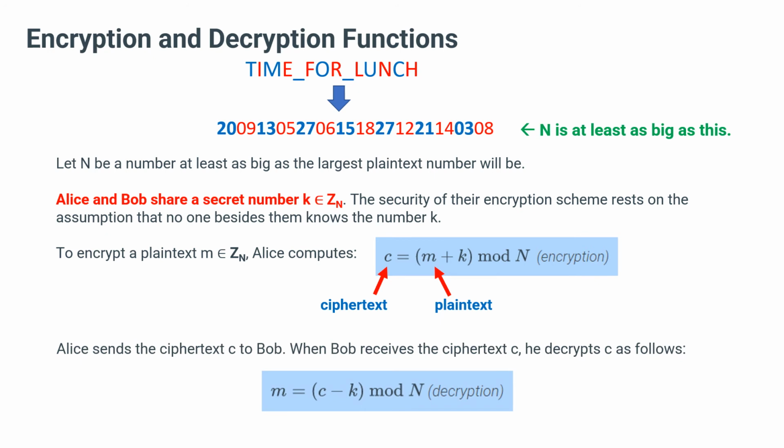Then Alice would send the ciphertext to Bob. And then when Bob receives that ciphertext, he knows K and he knows N. So he can put the C in this equation, which is the inverse of that first box. And so he'll take the ciphertext, subtract K, take mod N, and he ends up getting the plain text back. And so then after that, he could decode that plain text by using that alphabet chart.